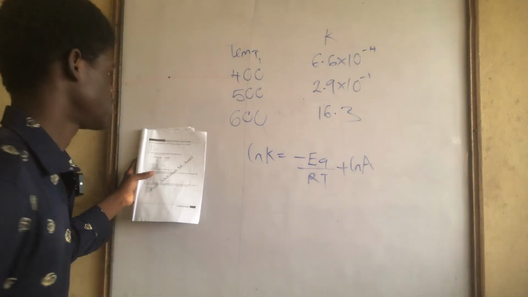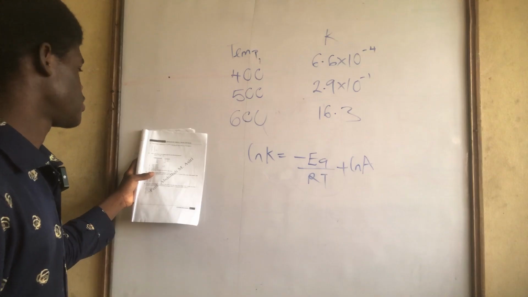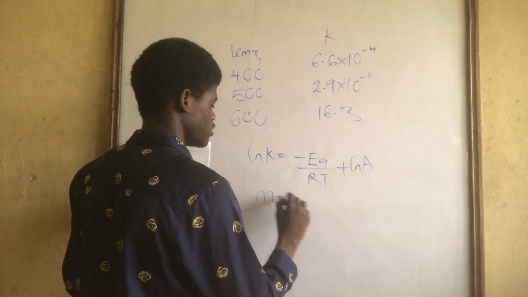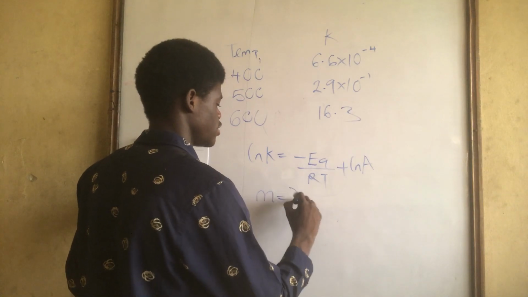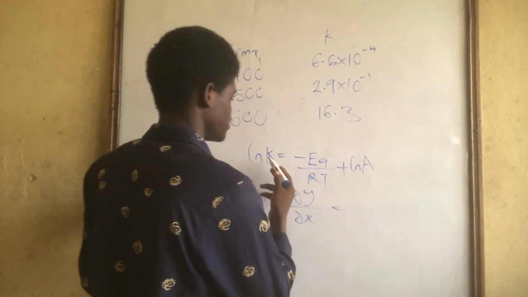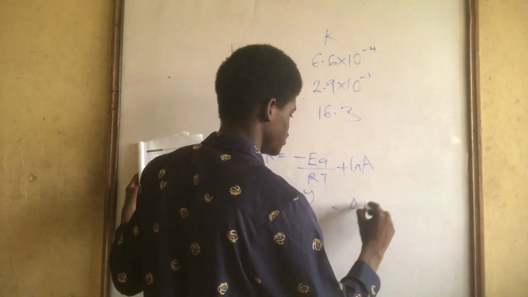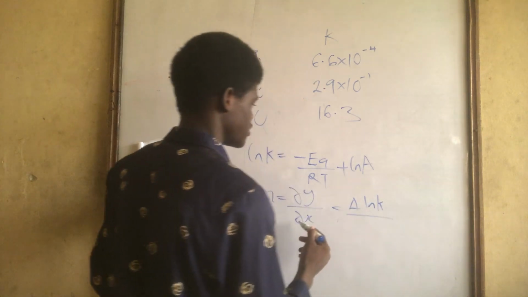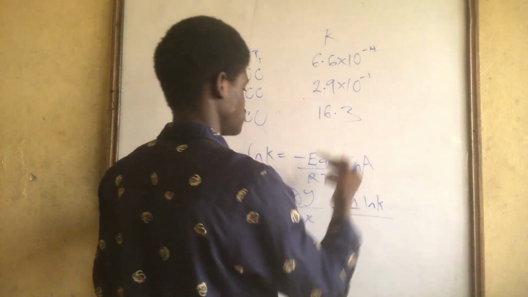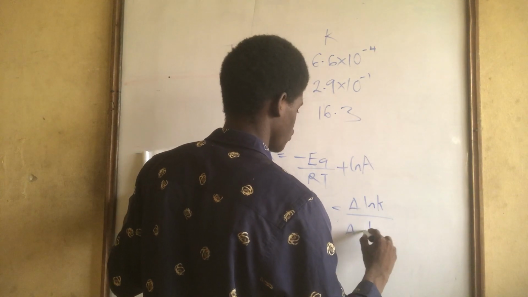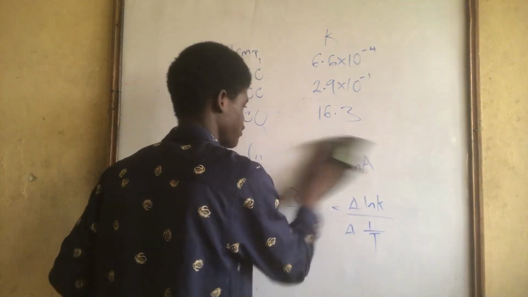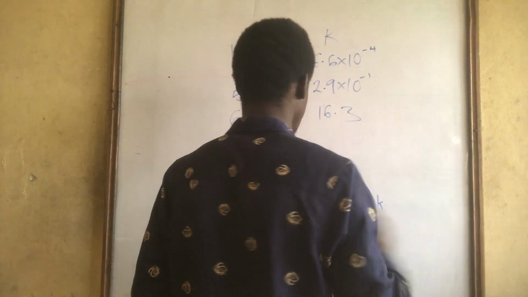To find the slope, you know that slope is change in the y axis over change in the x axis. And from here, the y axis is actually ln k, right? That's change in ln k over the x axis. The x axis is also 1 over t. That's the x axis, 1 over t. So that's change in 1 over t, where t is temperature. So this is what we are going to be working with.